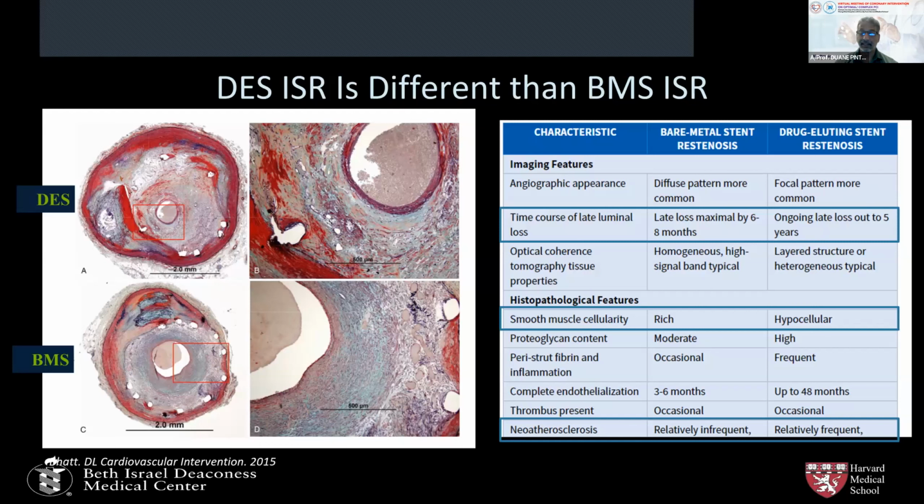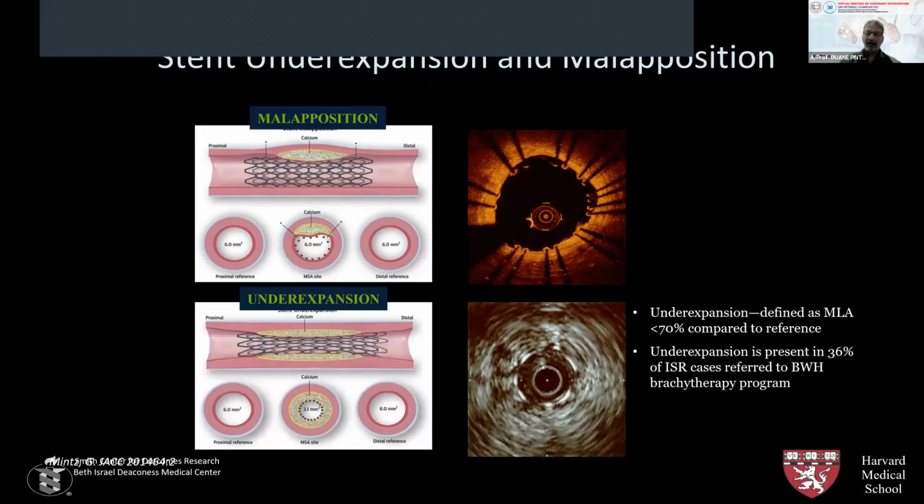There was infrequent neoatherosclerosis. This is very different from what we are dealing with now, where restenosis can present very late, out to 5 years. Neoatherosclerosis is very common. So when we think about these things, first of all, we need to think about what we do as interventional cardiologists to contribute to this problem. And I want to draw your attention to two concepts.